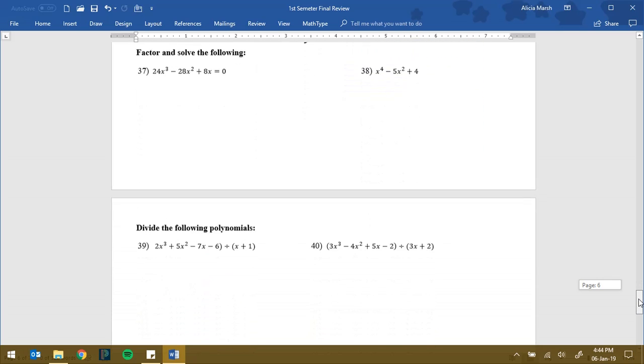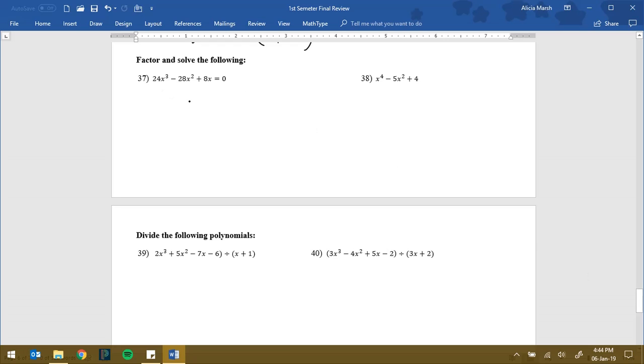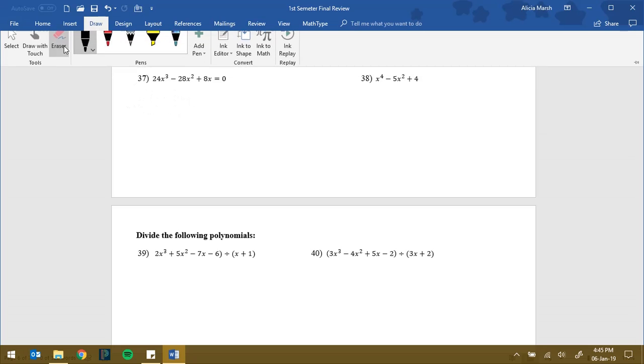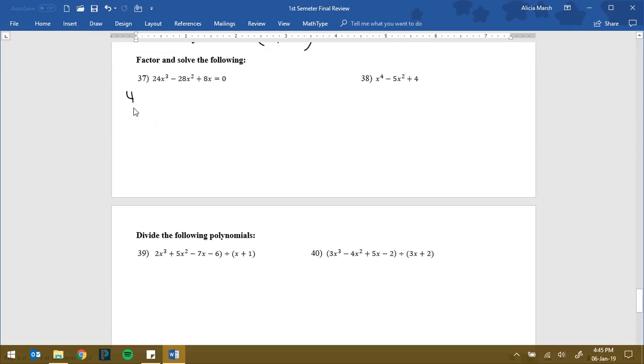On to polynomials, so factoring and solving. So first thing I notice on this, well, there's an x, so I'm going to factor an x out of everybody. Ooh, and it looks like, you know what, they all have a 4. Let's go ahead and clean that up, actually. I'm going to take a 4 out of everybody. So let's take a 4x out of everybody. So that'll be 6x squared minus 7x plus 2. That looks a little cleaner. So let's factor the inside.